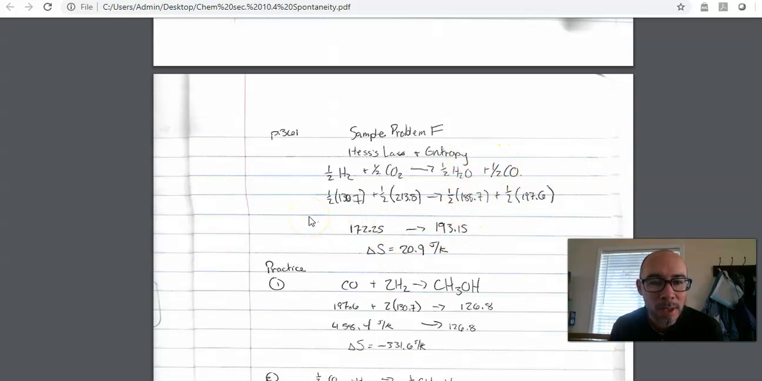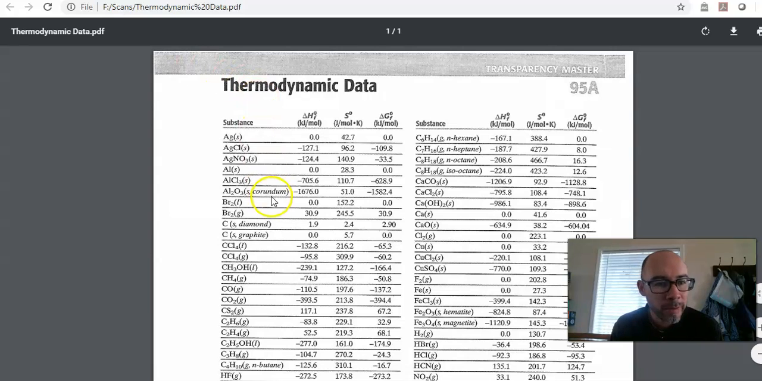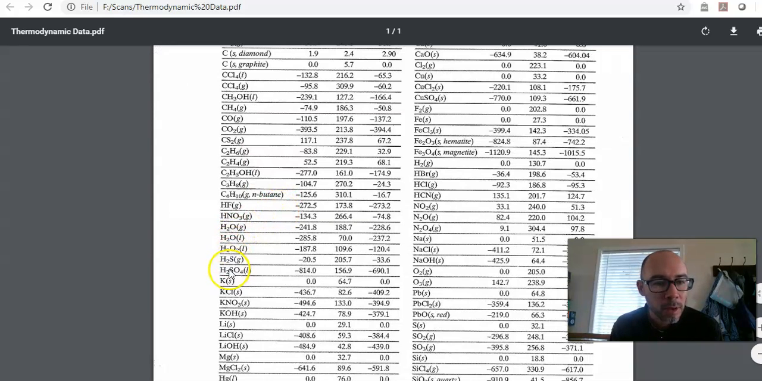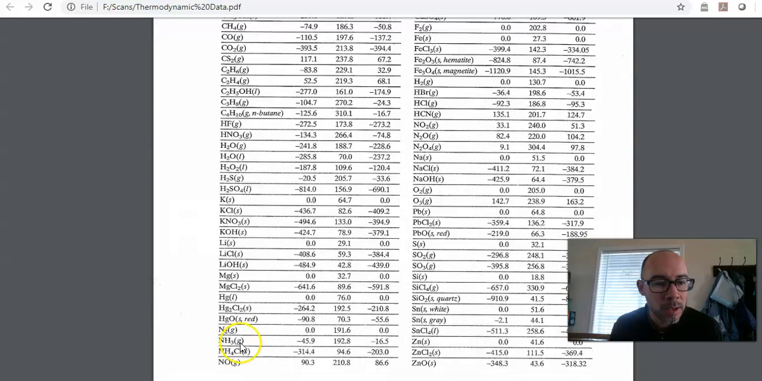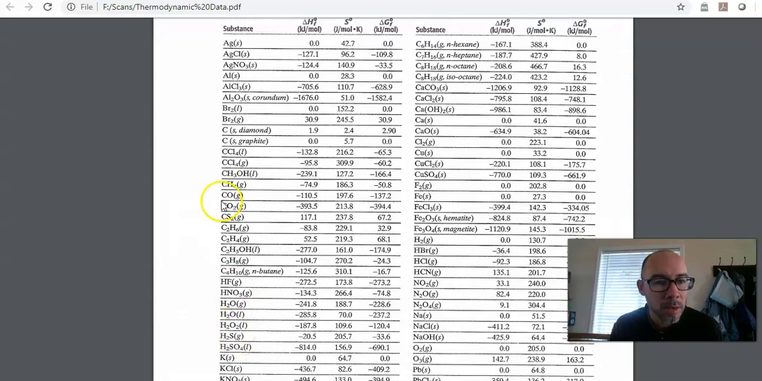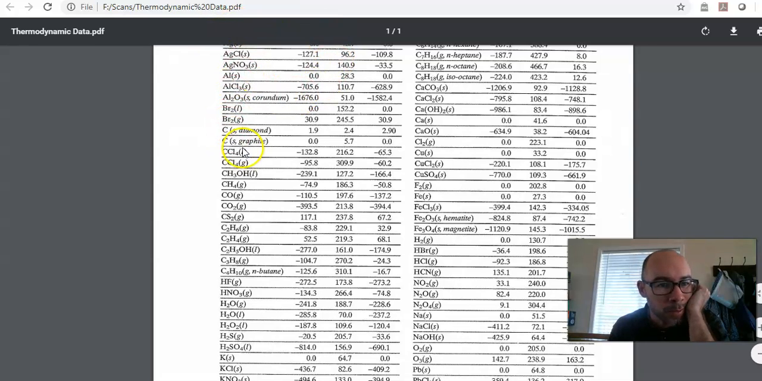So we've got hydrogen, carbon dioxide, water, and carbon monoxide. All right, so we go to our thermodynamic data here, and we go and we find H2. Okay, we got H2. Where is it? Oh, there it is. Nope, that's Hg. Where is H2? Oh, I'm looking in... What column am I looking for?